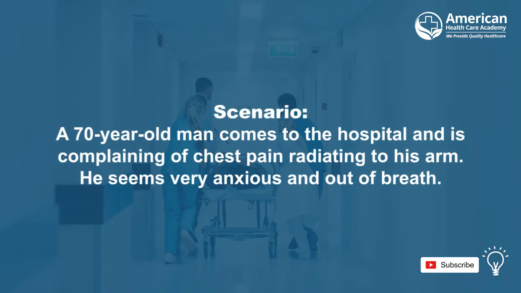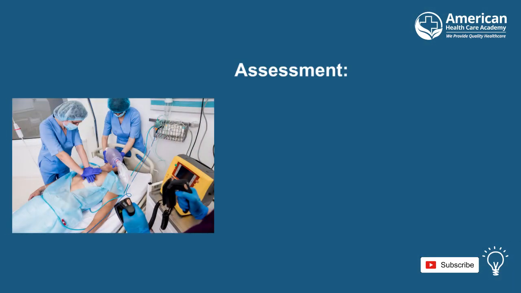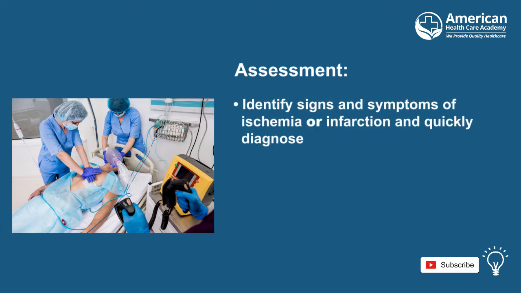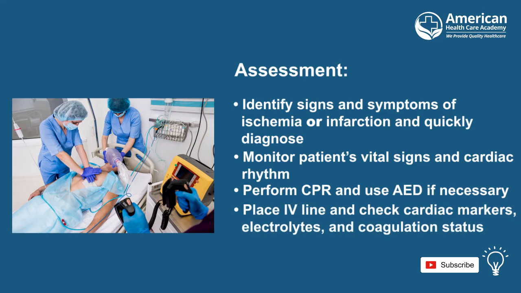Now, let's take a look at a scenario. A 70-year-old man comes to the hospital and is complaining of chest pain radiating to his arm. He seems very anxious and out of breath. First, assess the situation. It is important to identify the signs and symptoms of ischemia or infarction and quickly diagnose them. Then, monitor the patient's vital signs and their cardiac rhythm. Should it be necessary, be prepared to perform CPR and use the AED. Gain IV access and check cardiac markers, electrolytes, and coagulation status.